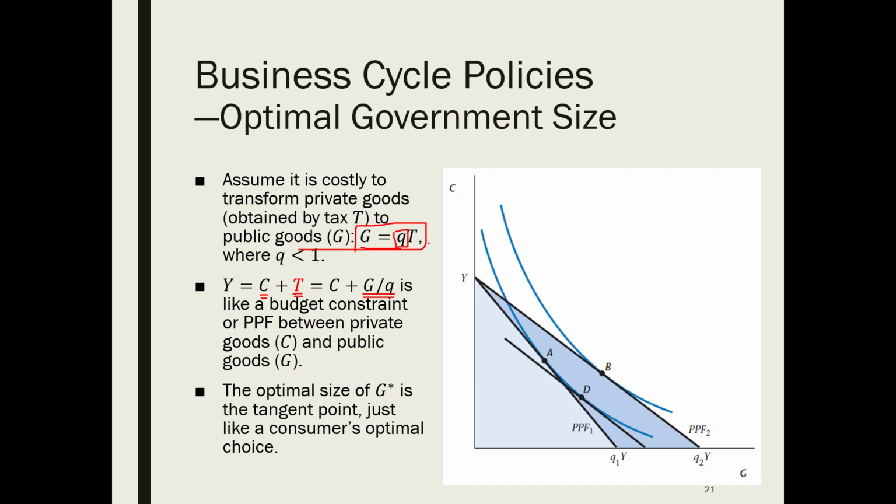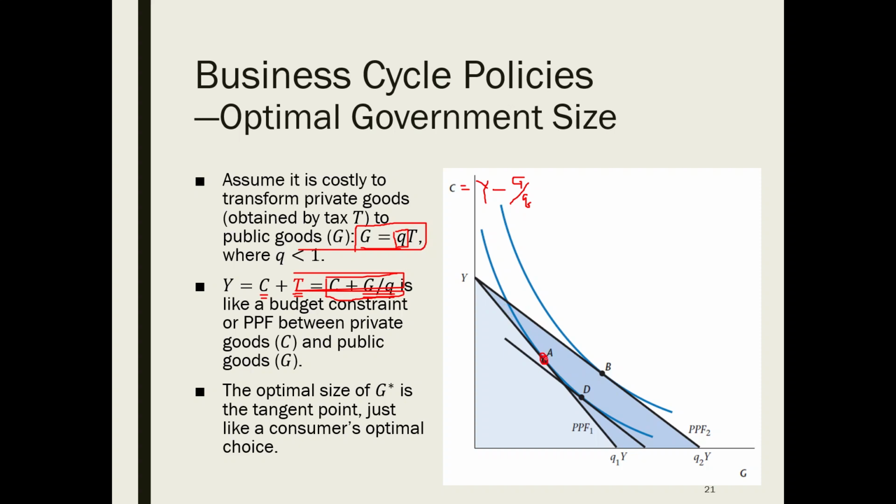Combined with the assumption of G equals to Q multiplied by T, we have Y equals to C plus G over Q. If we express private consumption C in terms of the public consumption G, then we have this equation, C equals to Y minus G over Q, which is the production possibility frontier in the coordinates of C and G. This is a linear function of C in terms of G, with a negative slope of 1 over Q. If we assume a utility function of C and G for the consumers, then we can solve the optimal government size G at point A.